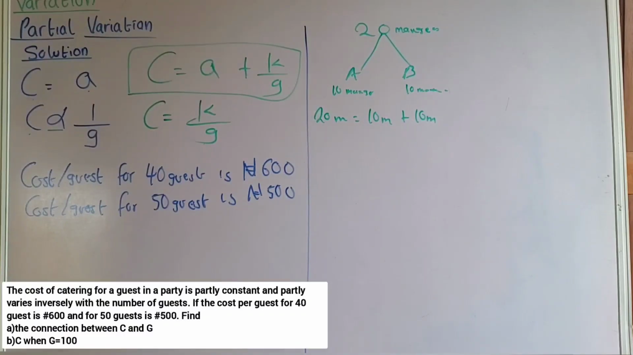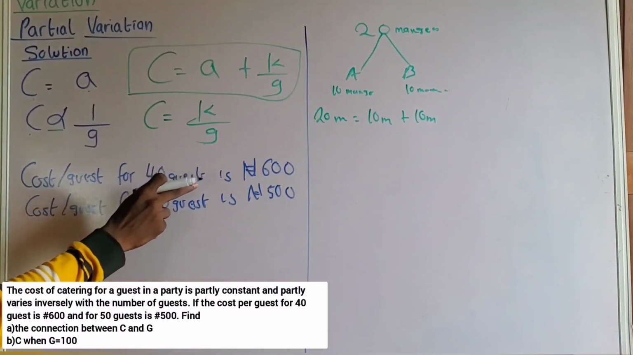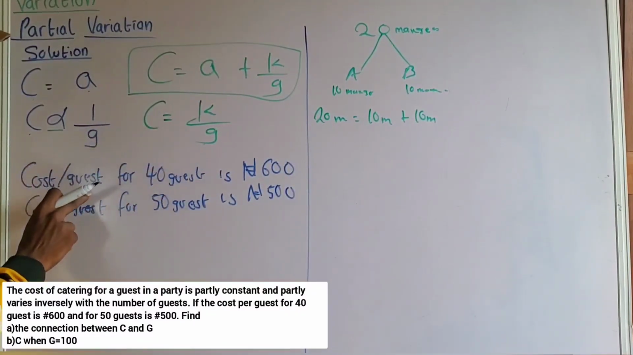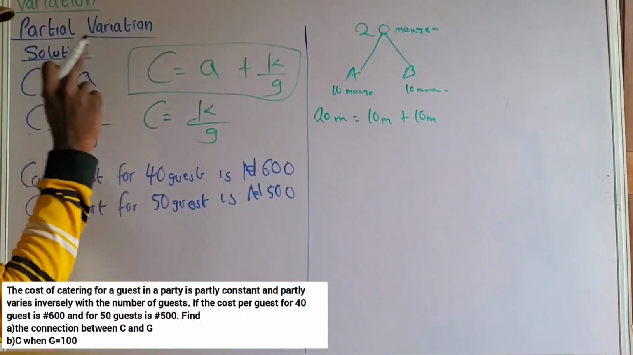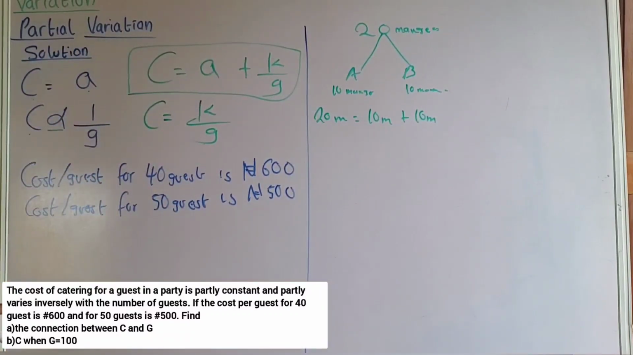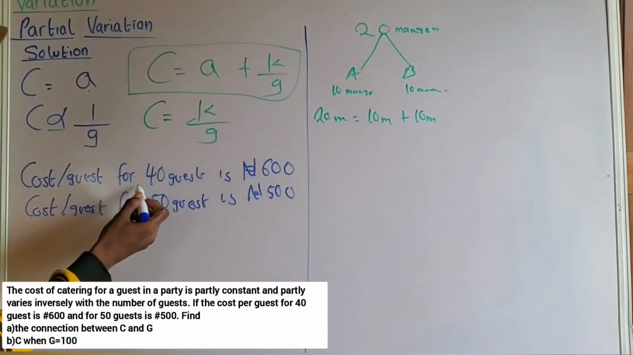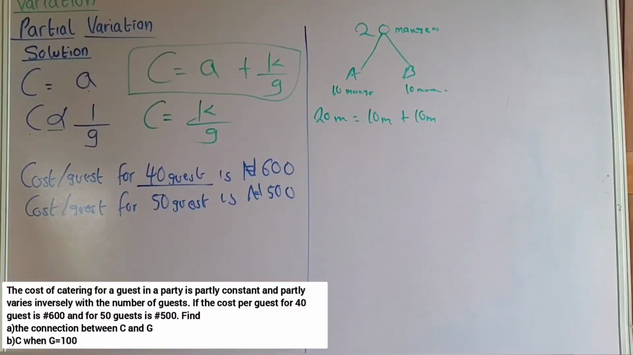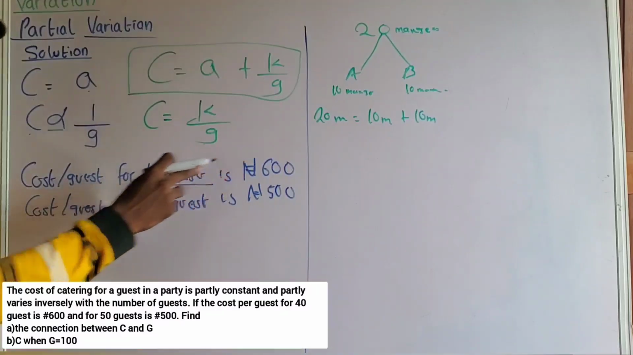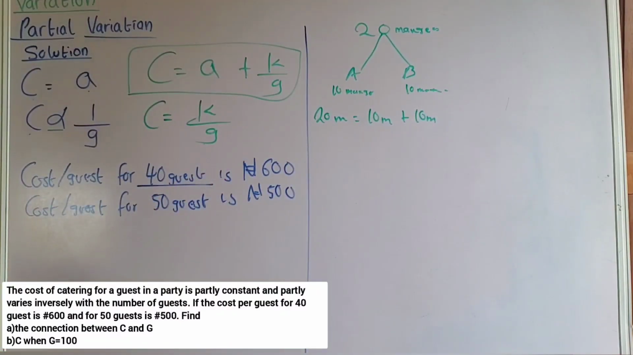Do you understand? Okay. So from what we have been given, the cost per guest for 40 guests, listen to the explanation, pay attention to the details of the question. The cost per guest for 40 guests is 600 naira. So the cost of a single guest is 600 naira. So now we are entertaining 40 guests. What is the total cost? That will be 40 times 600, right? So please, I hope you understand what I'm doing. If you don't understand, call my attention, okay? If you don't understand, let me know.